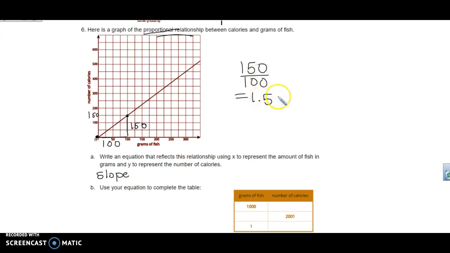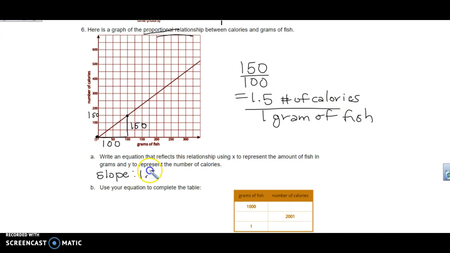And what this 1.5 means is the number of calories per 1 gram of fish. So our slope is 1.5 or 3 over 2. And so when I write that as an equation, I'm going to have y equals 1.5x or y equals 3 halves x. On part B, it asks us to use the equation to complete the table.